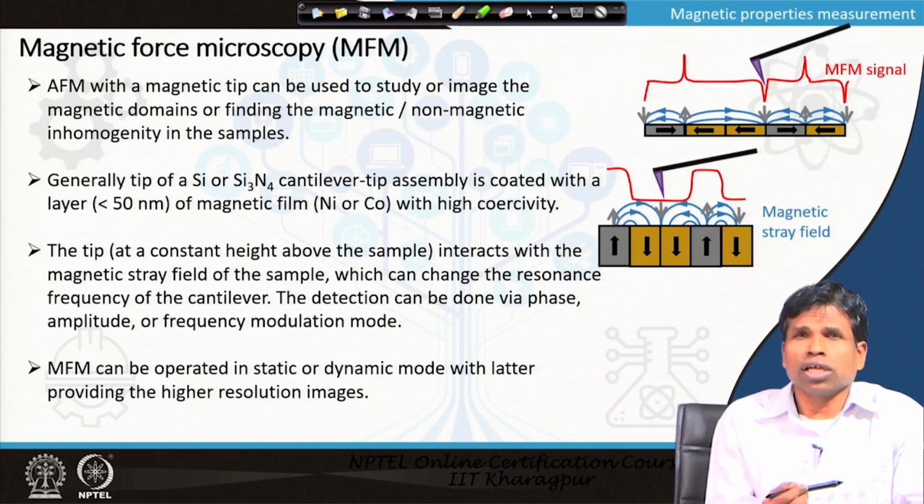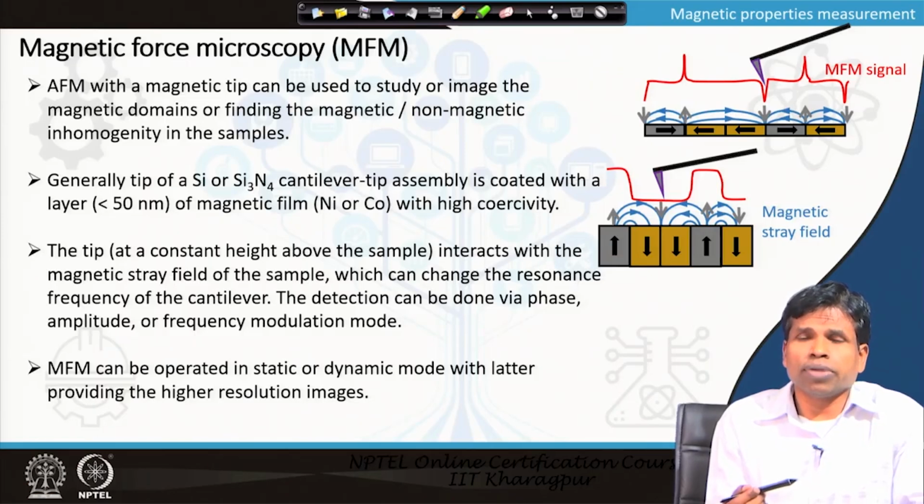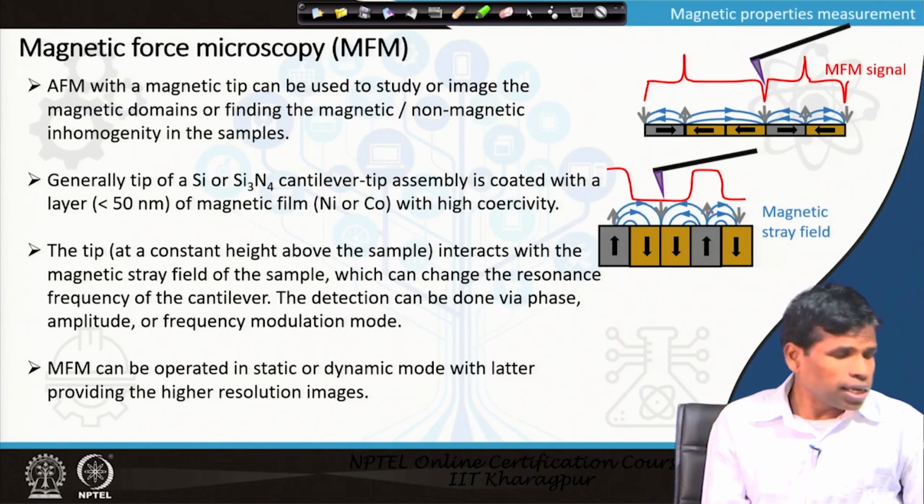As phase mode is more sensitive and has a high signal to noise ratio, therefore most of the time in magnetic force measurement the phase imaging is taken. And this AFM can be operated in the static and dynamic mode.